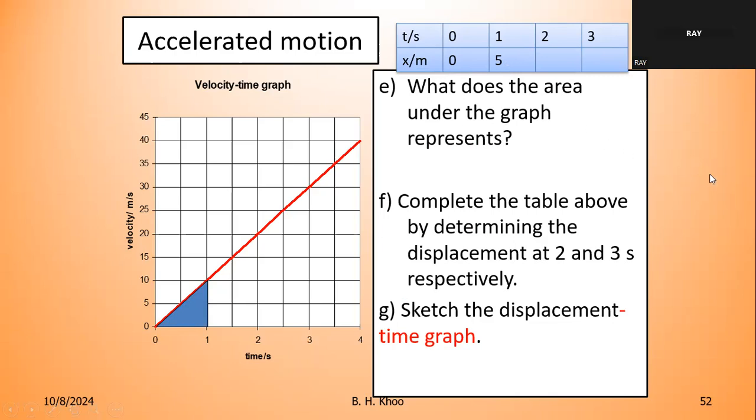If you are asked to draw the displacement time graph and you don't know how it looks like, then you can sketch and work it out. A bit longer, but that's how you do it. So complete the table. You complete the one done for you already. This is the area under the graph for 1 second. For 1 second is half times 10 times 1. So it's 5.